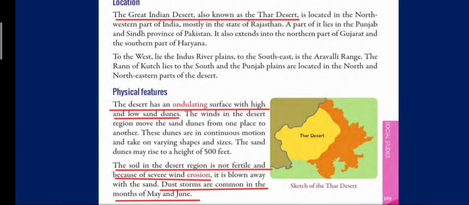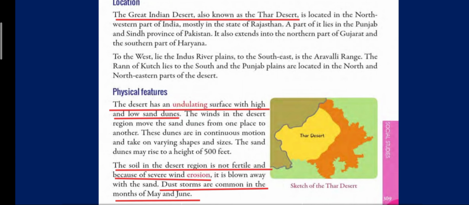So, children, it happens because the soil in the desert is a sandy soil. The sand which is found over there is known as sandy soil. And children, sandy soil is not very fertile. Such type of soil is not fit for the growth of crops. And soil erosion is also very common over there.